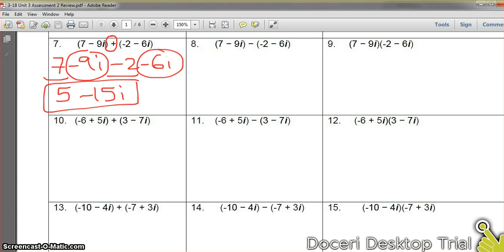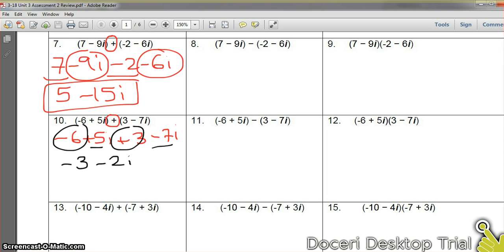I'm going to do 10 and 11 since it's similar. So negative 6 plus 5i, since there's a positive sign, so I just add them. So negative 6 and plus 3 is going to be negative 3, and 5i and negative 6i is going to be a negative 2i, so negative 3 minus 2i.